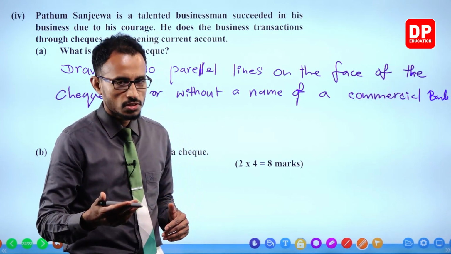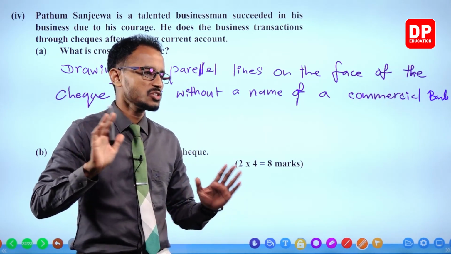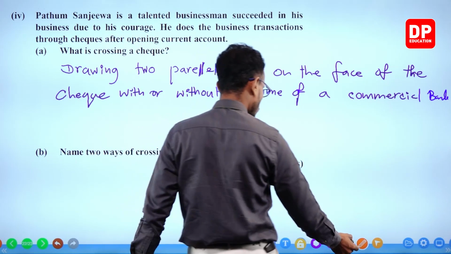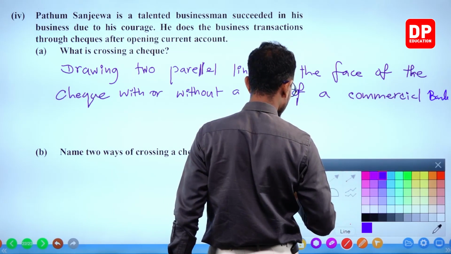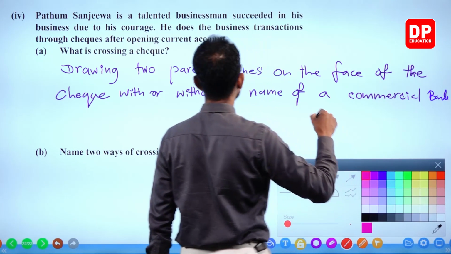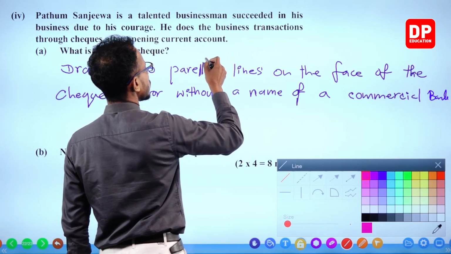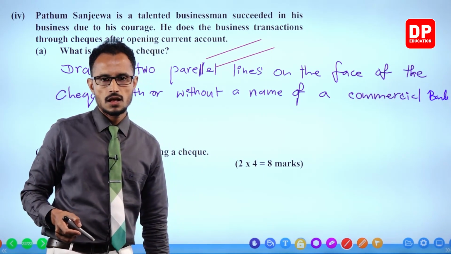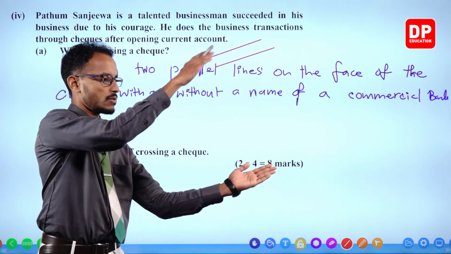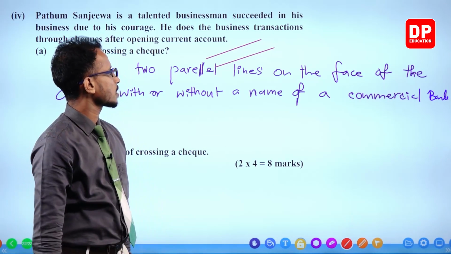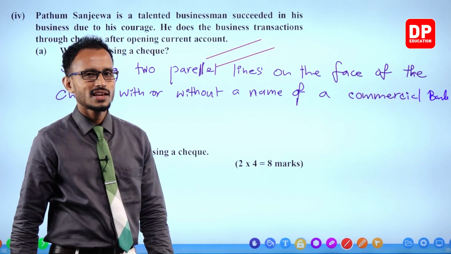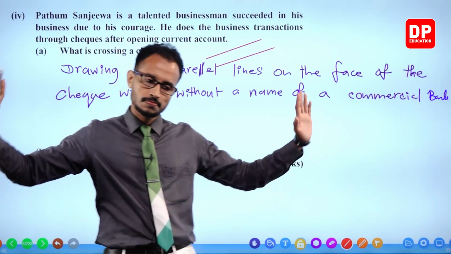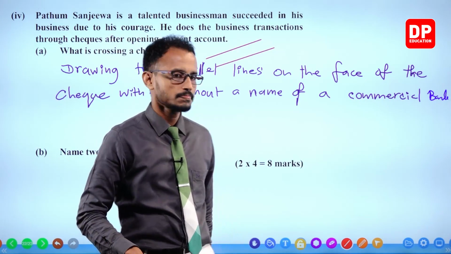Even without the name of a commercial bank, you can just draw two parallel lines. You know what drawing two parallel lines is? You know what crossing is, right? Parallel lines means what? Like this. The lines are parallel. Samantar. Like that. You just draw two parallel lines on the face of the check, and it is crossed. That's it. Got it?